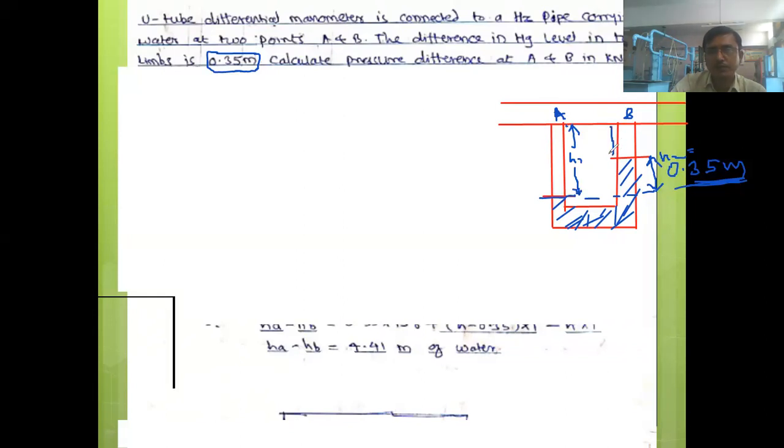They have not given the value of H3. And they have asked us to find the difference between PA and PB. So we have to find out PA minus PB. This value we have to find out. Can anyone tell me how to solve this?